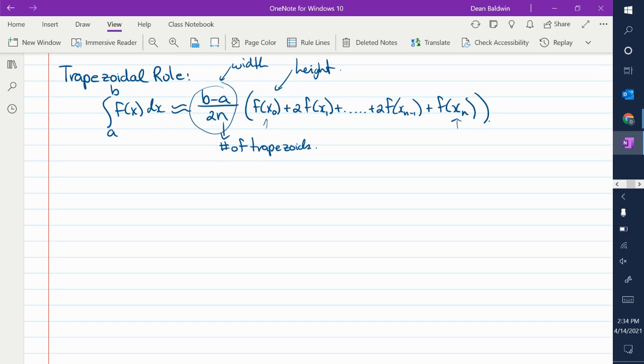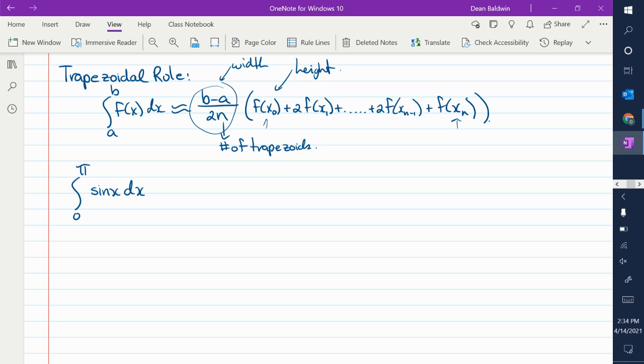What example did he do? Did he do sine? Let's do sine x. N minus 1 just means the second to last one. That's all it means. Let's do sine x, because we know what that one is. So we're going to do the integral from 0 to pi of sine x dx. And we're going to pretend that we don't know how to do that using definite integrals.